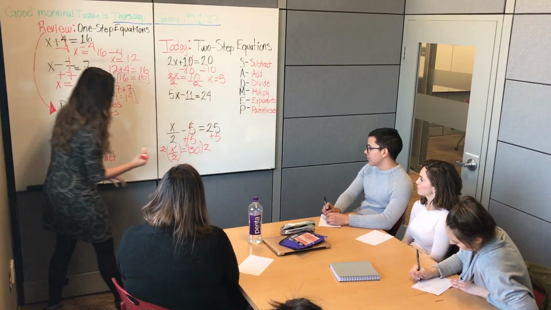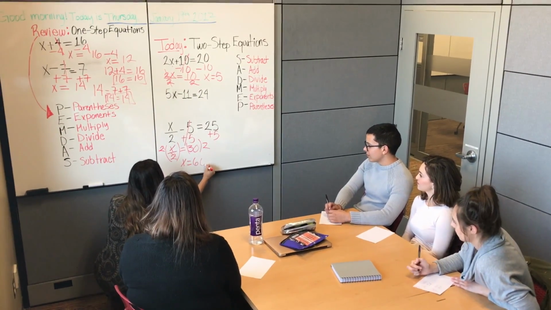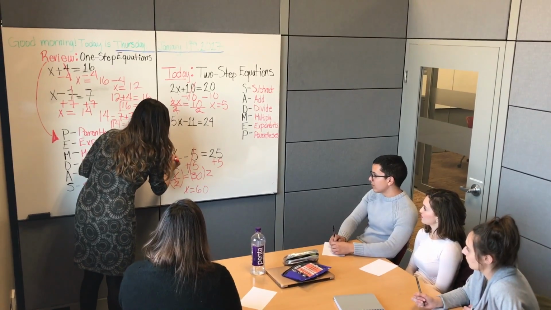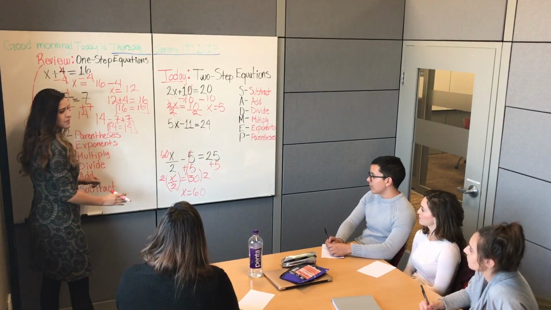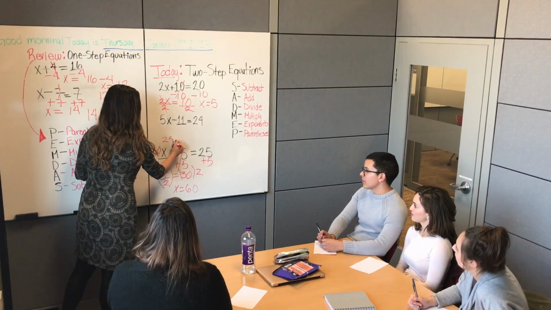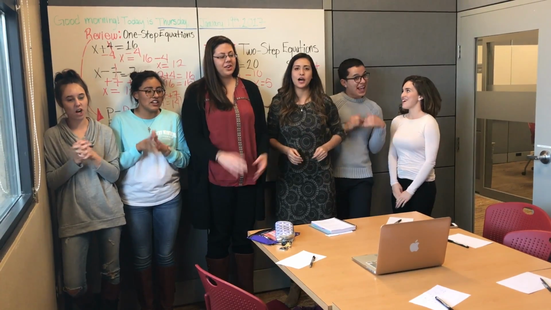So 30 times 2 is? 60. So x is equal to 60. And I can plug it back in, right? So if I were to plug in 60 right here, 60 divided by 2 is? 30. Minus 5? 25. So 25 is equal to? 25. Very good. Solving two-step equations isn't hard.